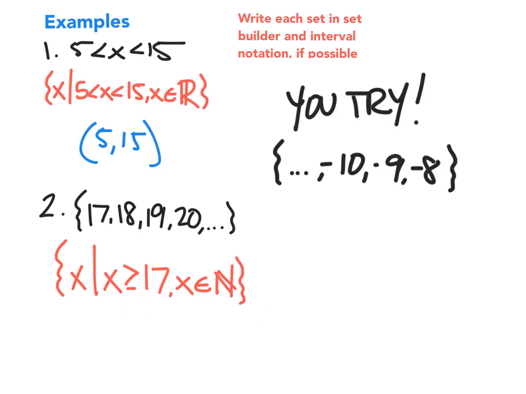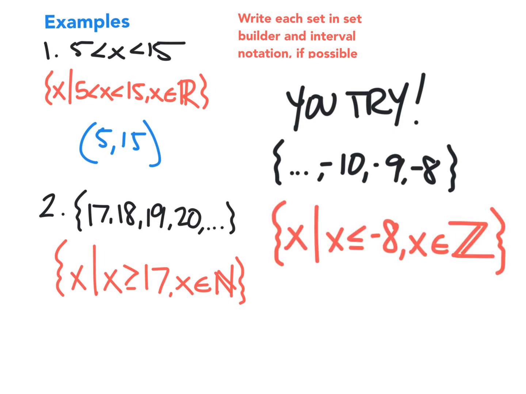All right, now why don't you try this problem? Go ahead and pause the video and see if you get it right. Hopefully you have that it's the set of all x such that x is less than or equal to negative 8, and x is contained in the integers, because these are the counting numbers going into the negatives. And again, we can't use interval notation because we're skipping over numbers. So that's set builder and interval notation.